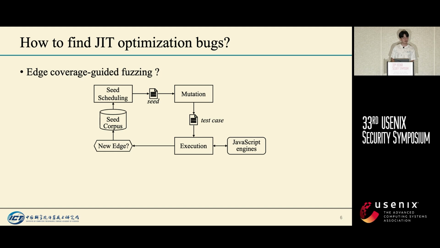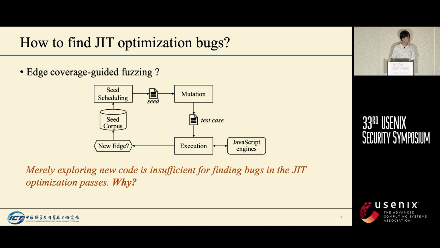Maybe edge coverage guided fuzzing. In edge coverage guided fuzzing, if a test case executes a new edge in the JavaScript engine, it will be preserved as a seed. The purpose of edge coverage guided fuzzing is to explore more code. But we found that merely exploring new code is inefficient for finding bugs in the JIT optimizations.